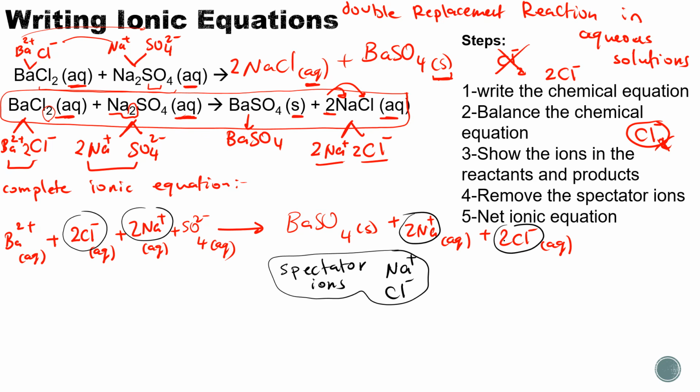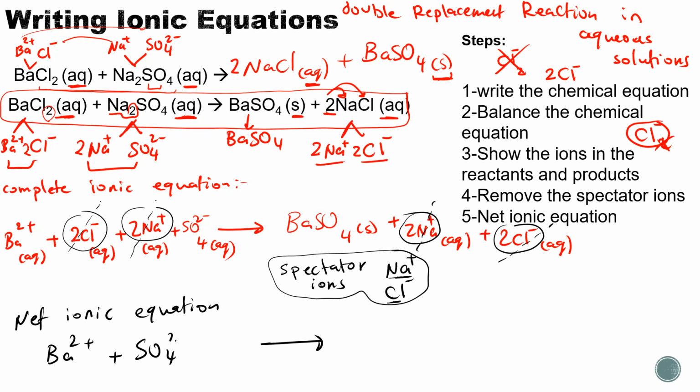Why, teacher, did we not take the 2? The 2 only tells you how many there are, but I want to know which ions they are, the Na+ and the Cl-. So to write the net ionic equation, very easy. Just remove the spectator ions. So you are going to get Ba2+ plus SO4 2- AQ gives me BaSO4 solid.